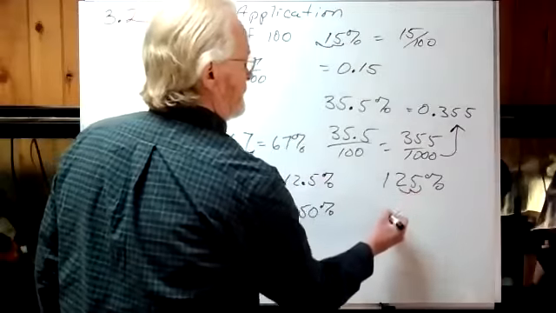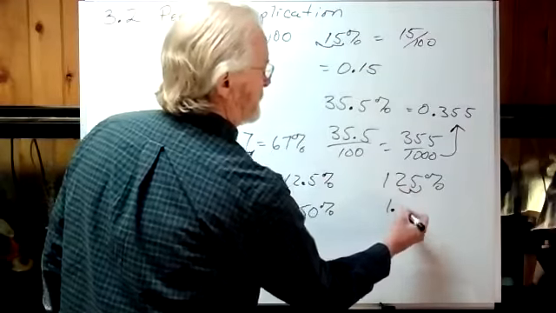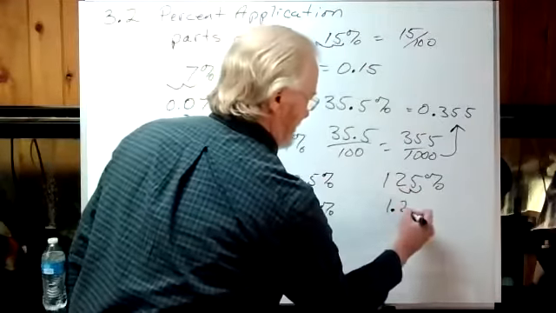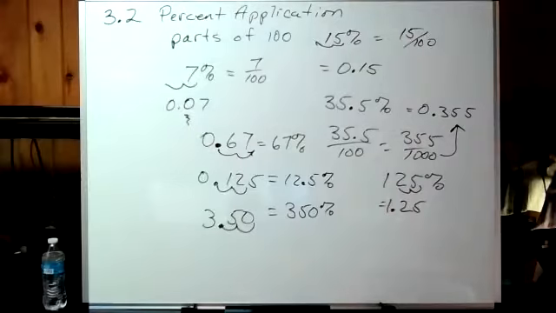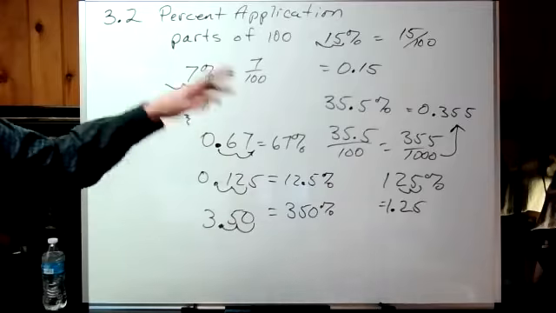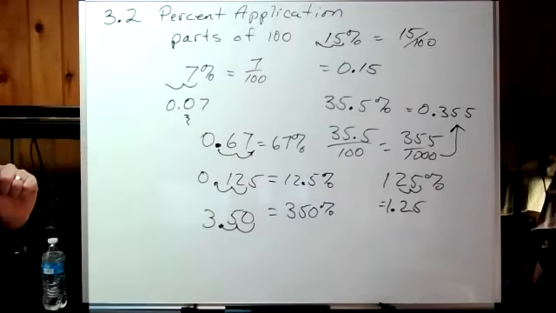So, 1.25, right? 1.25. Mix myself up, get back and forth here. So that's just the basics of converting back and forth between decimals and percent. All right.